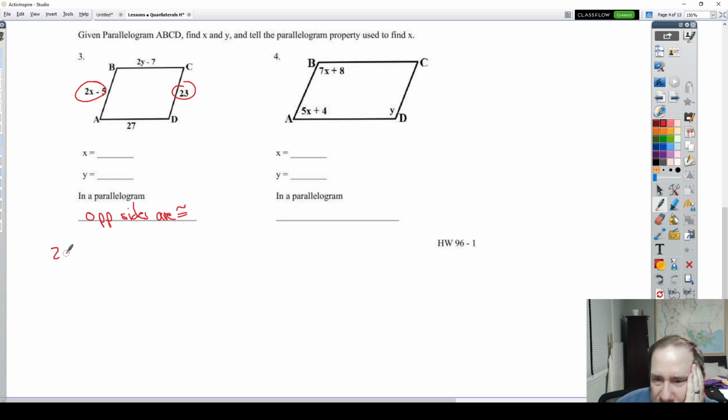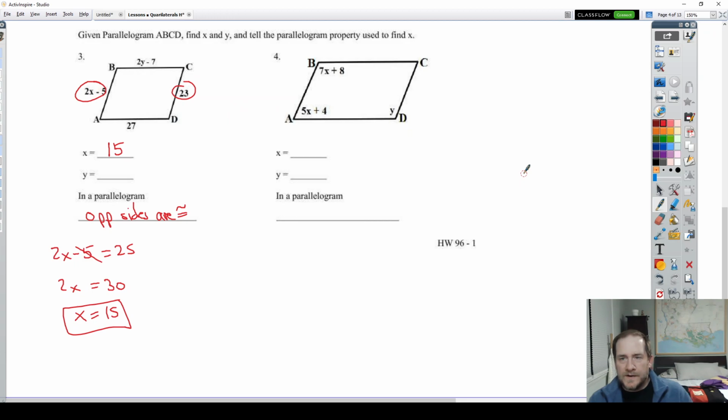So we'll go 2x minus 5, set it equal to 23. We can add 5, because adding 5 to a negative 5 would cancel it out, and this will go up to 30. And then dividing by 2 gives us 15. So x is 15, easy.